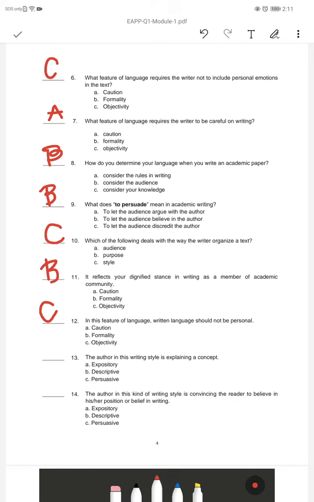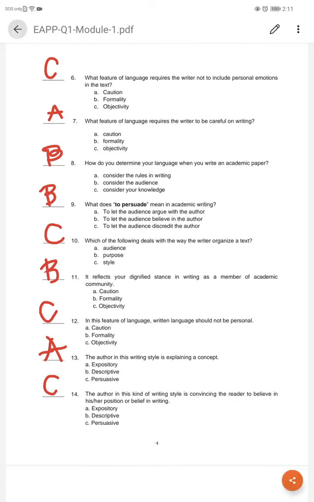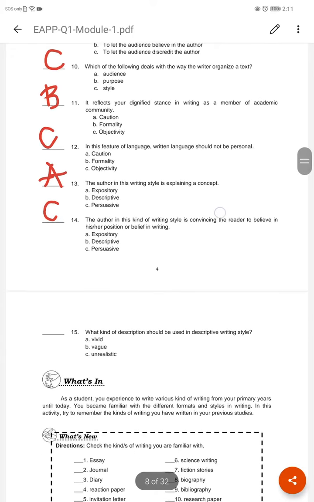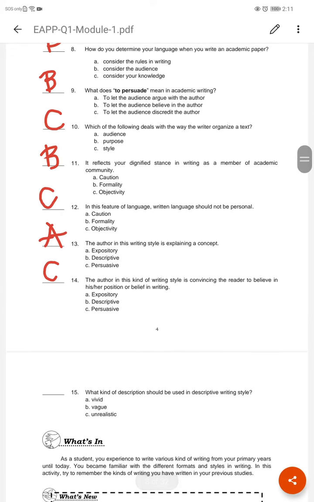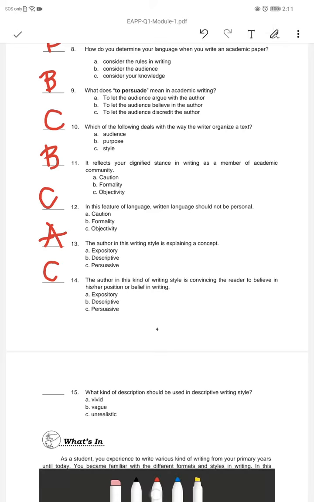13. The author in this writing style is explaining a concept. The answer is A. 14. The author in this kind of writing style is convincing the reader to believe in his or her position or belief in writing. The answer is C. And finally, item 15. What kind of description should be used in descriptive writing style? The answer is A.